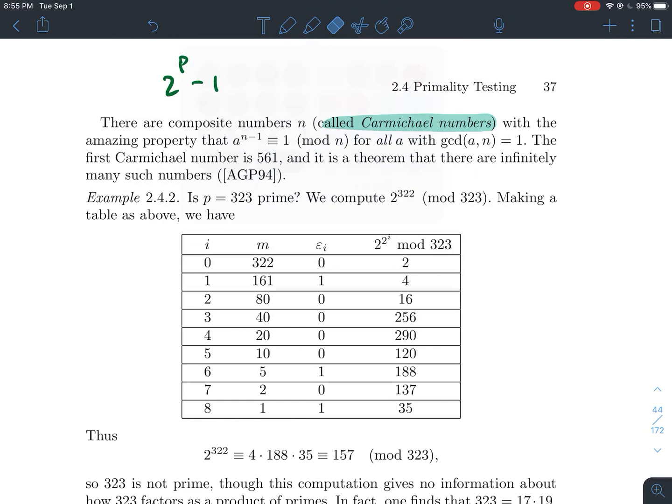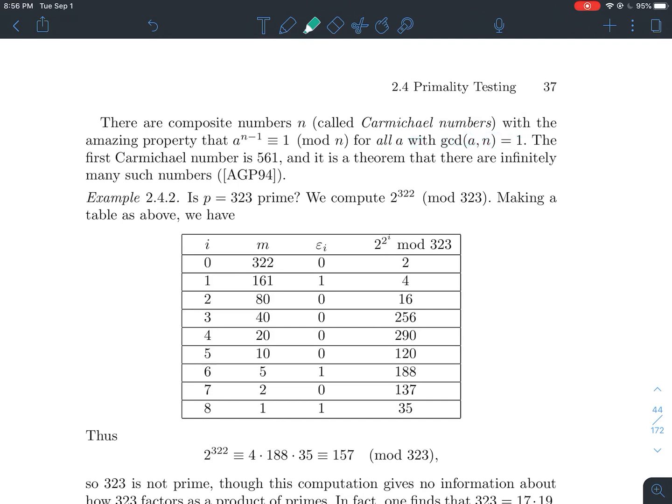So I've got this other type of number I'm going to name, and these are very special composite numbers, called Carmichael numbers. And what's the property? Well, I get this equivalence, a to the n minus 1 is congruent to 1 mod n, anytime your base is relatively prime to n. So these Carmichael numbers, it's almost like they want to act like primes according to the pseudoprimality test.